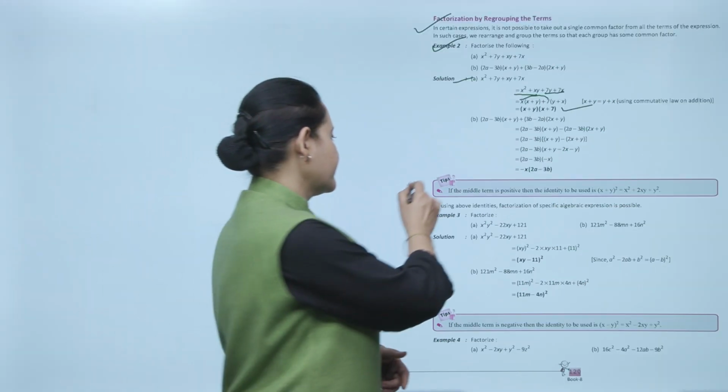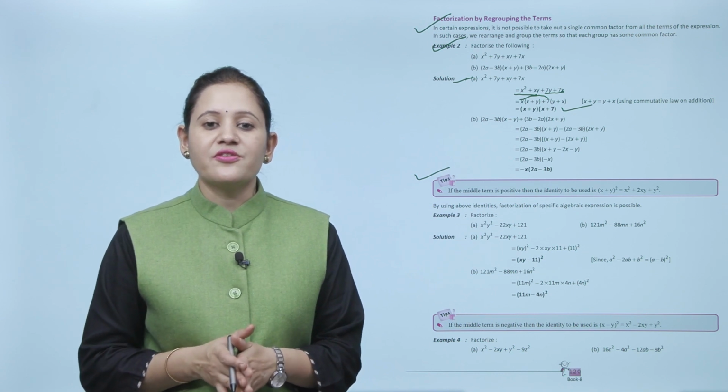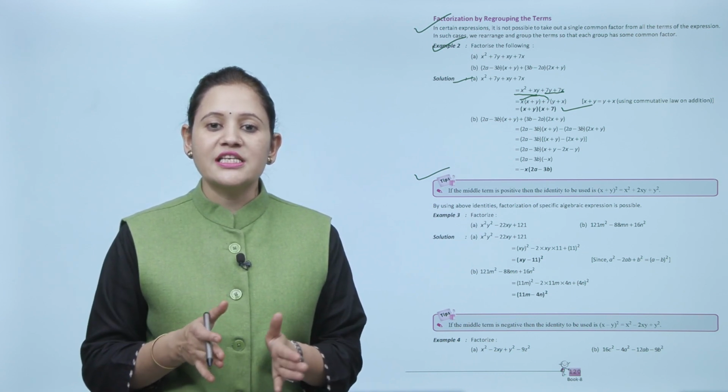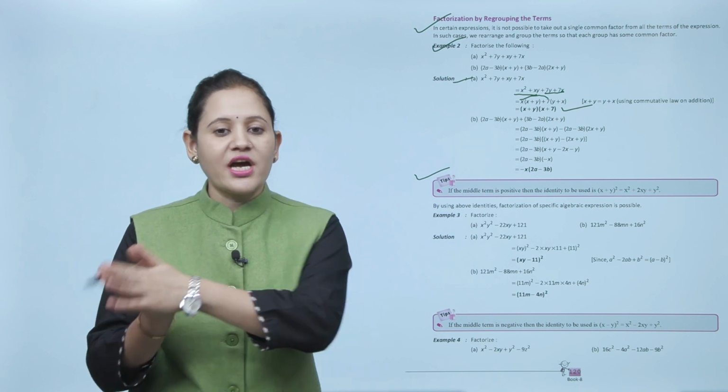Tips. If the middle term is positive, then the identity to be used is x plus y whole square equals x square plus 2xy plus y square.